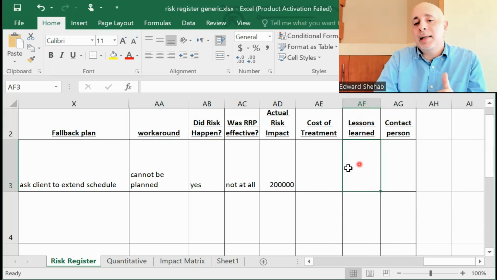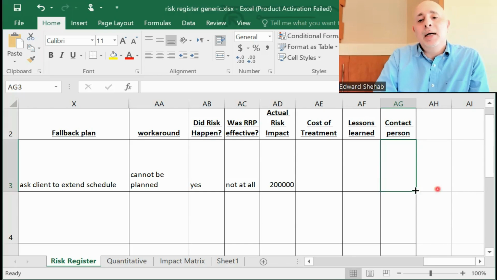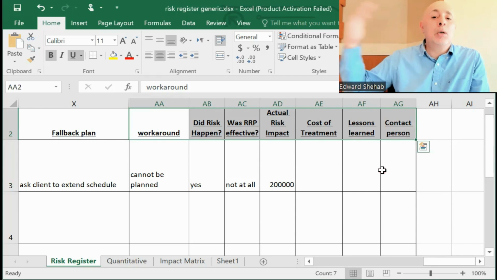It's good to capture that now and put the person who really knows a lot about this specific risk. This could be the risk owner, could be a specialist in that specific product or domain, but that would be a good source to discuss the risk with in the future. So all the things that you see here, workaround all the way to this, these are things that you do on an ongoing basis, right?